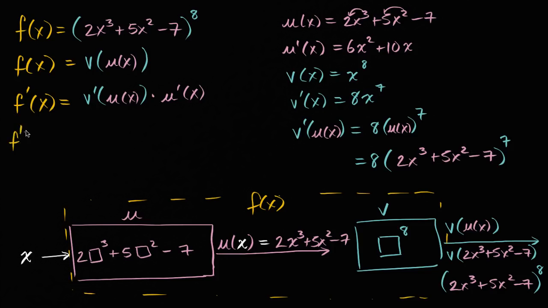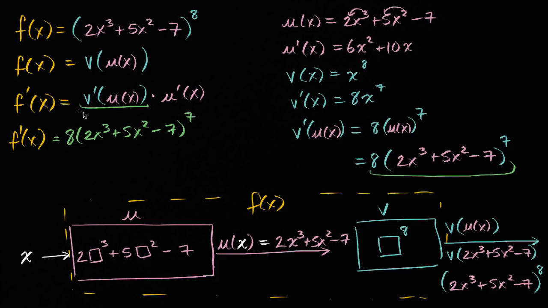So there you have it. f prime of x is equal to this, which we just figured out. v prime of u of x is all of this business. So it's equal to 8 times 2x to the third plus 5x squared minus 7, all of that to the 7th power, times u prime of x. u prime of x we figured out is that. So times 6x squared plus 10x.